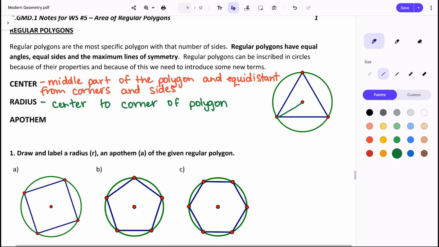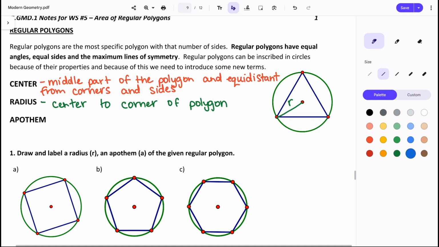I'm just going to connect it. I'm going to put a little R next to that so you guys can kind of see. That goes from the center to the corner of your polygon. So if you do that for a square or for a hexagon or whatever your shape might be, you have to go from the center to the corner in order to make a radius.